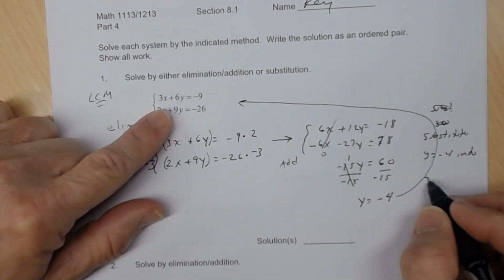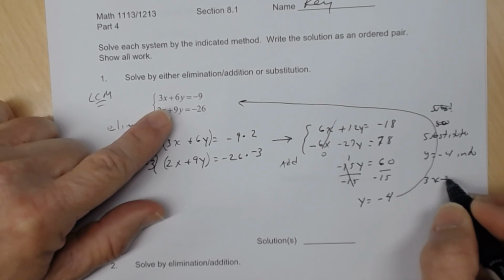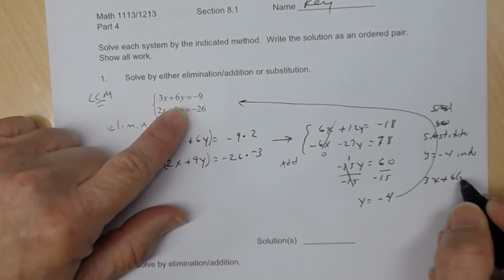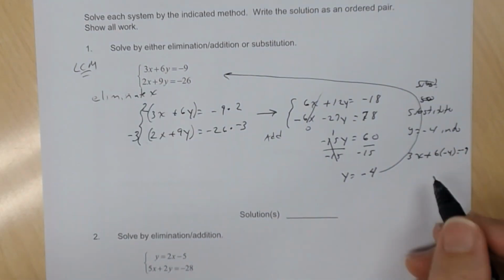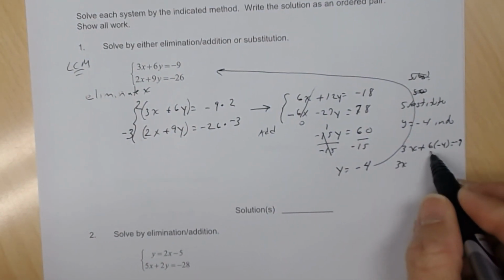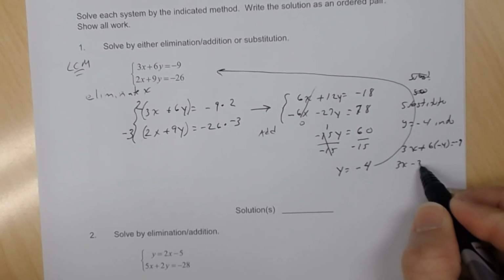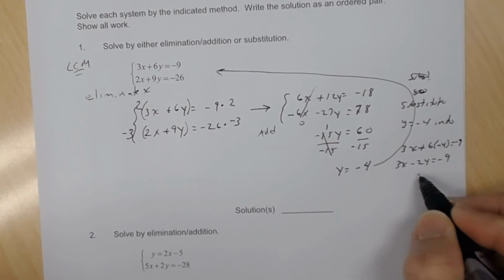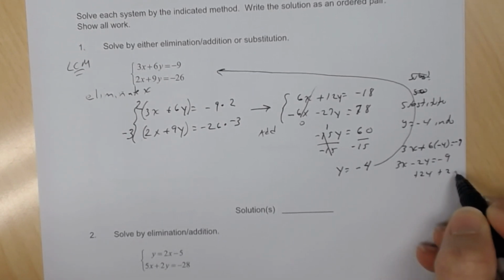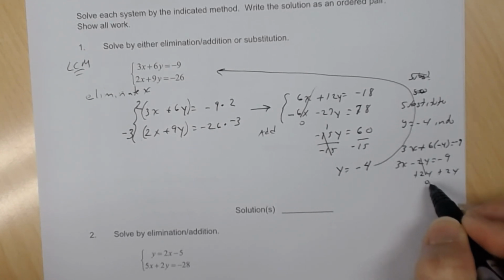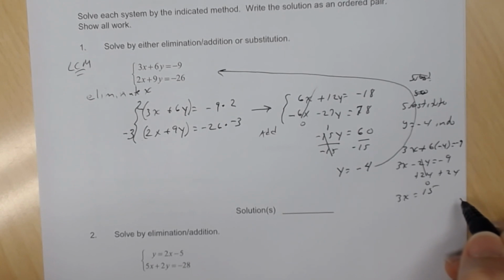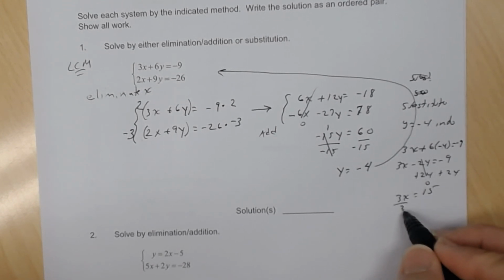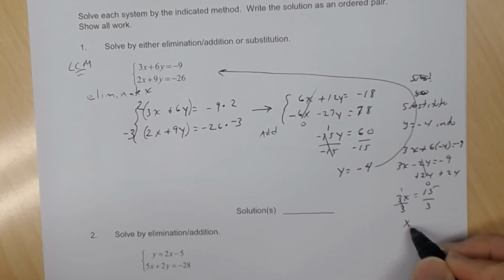So I'm going to write it as 3x plus 6 times y. Y is negative 4, and that's going to equal negative 9. And so I get 3x minus 24 equals negative 9. Adding 24 to both sides, combining like terms, I get 3x equal 15. And dividing both sides by 3, I get x to be 5.